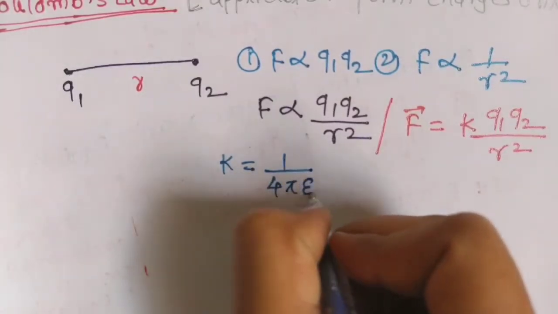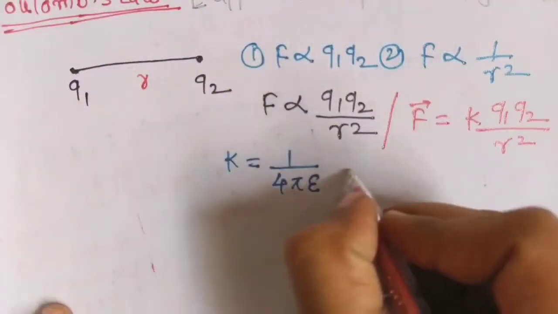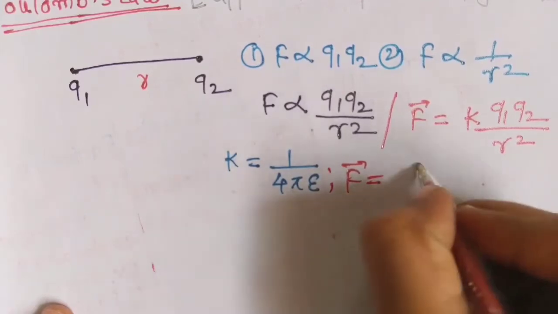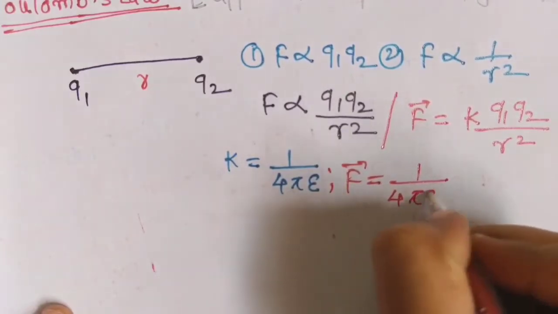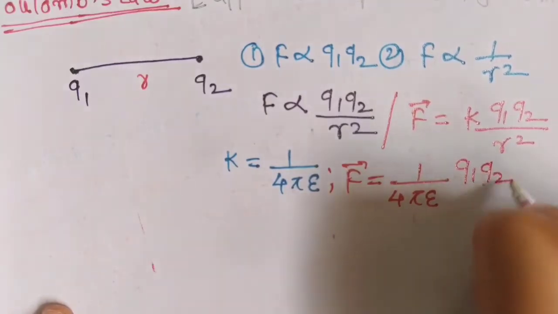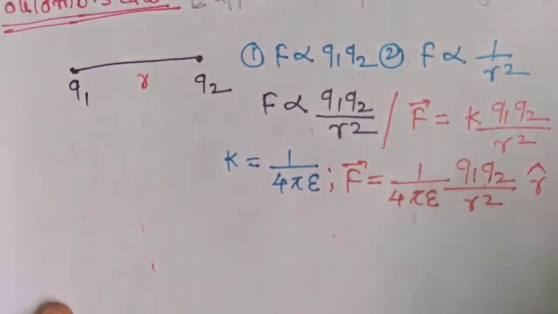K is 1 upon 4 pi epsilon. It is a constant and its value is 1 upon 4 pi epsilon. So we can write F bar is equal to 1 upon 4 pi epsilon Q1 Q2 upon r square. This is Coulomb's law.